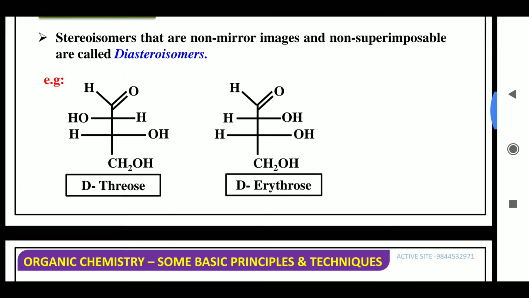Now talking about diastereomers. Diastereomers are those isomers which are non-mirror images and non-superimposable. So here you can see both the structures are non-superimposable and they are not mirror images. So these are known as diastereomers.